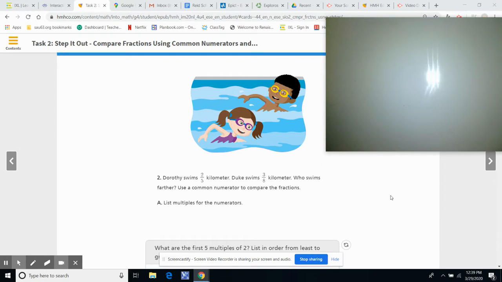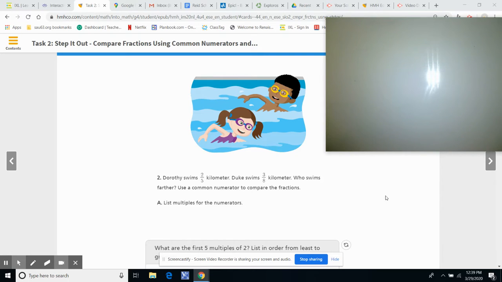Everyone, so this is Step It Out 2 or Task 2 for 11.6. If you can turn your page to 288 in your books, at the top you're going to notice the second word problem that we're going to solve today.